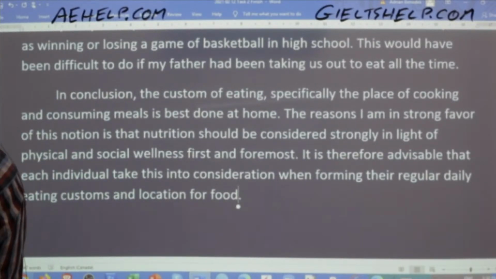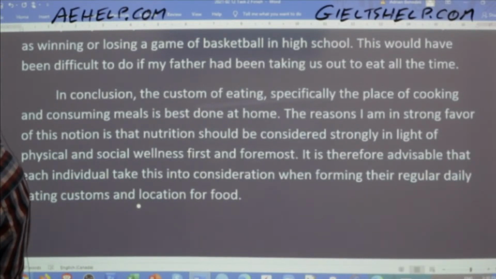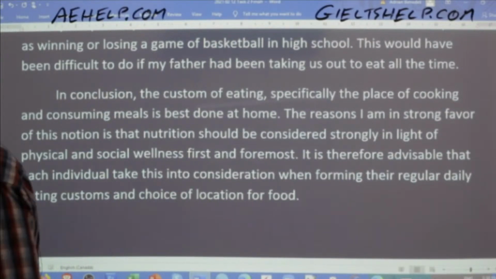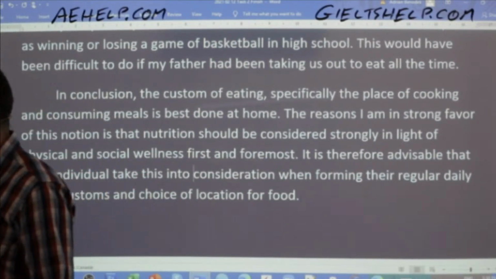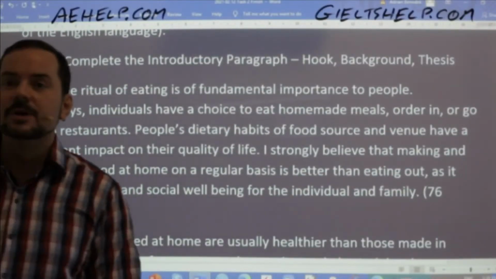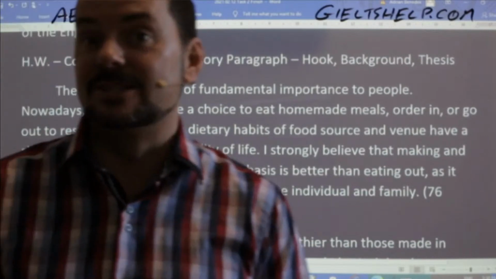Okay, watch my verb modifiers. Choice of location. All right. Okay, so here we go from the top. Always review your essays. Let's do this.